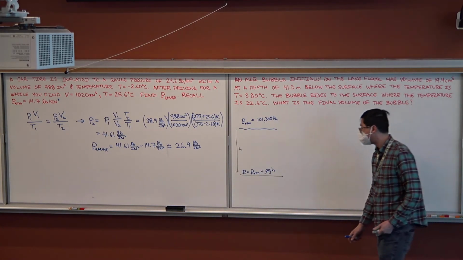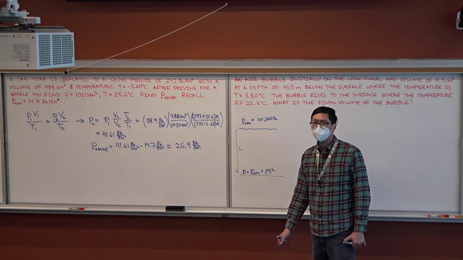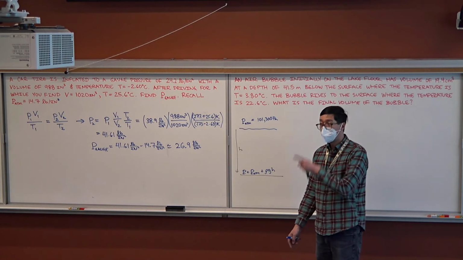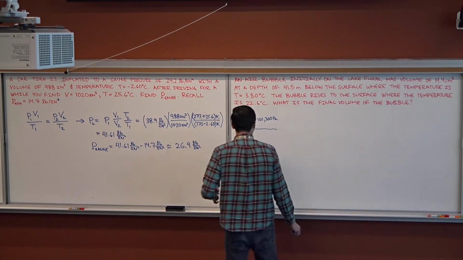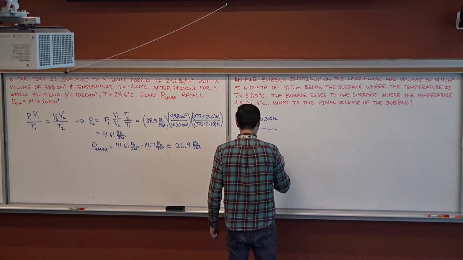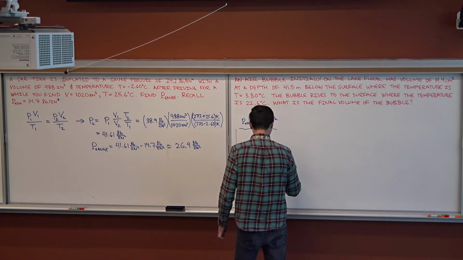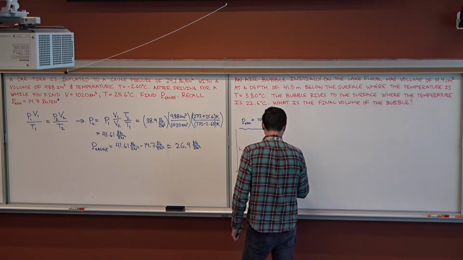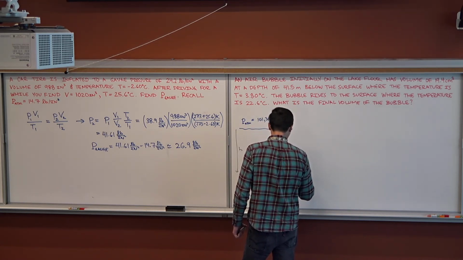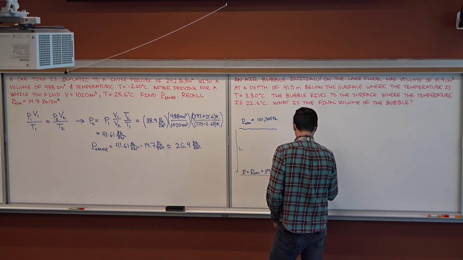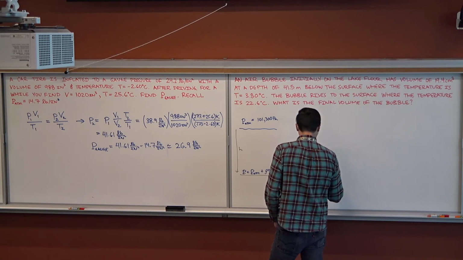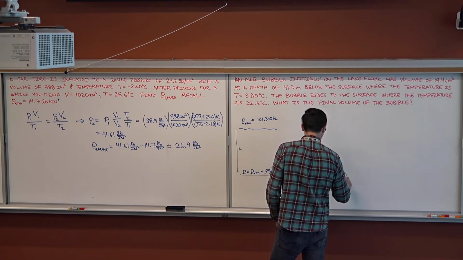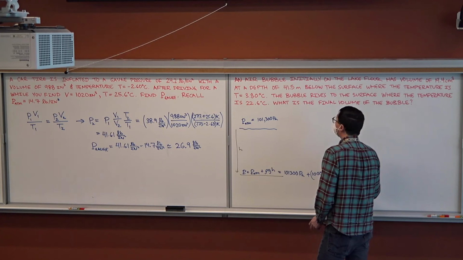Do you remember the density of water? 1 gram per cubic centimeter or 1,000 kilograms per cubic meter. 1,000. Yeah. So this winds up being 101,300 Pascal plus 1,000 kilograms per cubic meter times 9.81 meters per second squared times, what's the depth? 41.5?